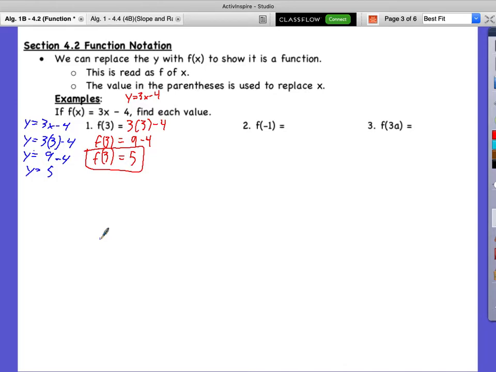Okay, so instead of saying, hey, when x is 3, what's y? That's what this is asking. When x is this number, what do we get out? What do we get out? 5. Continue.